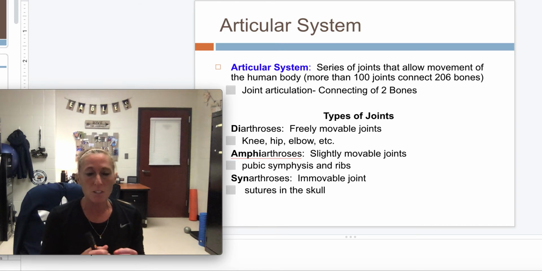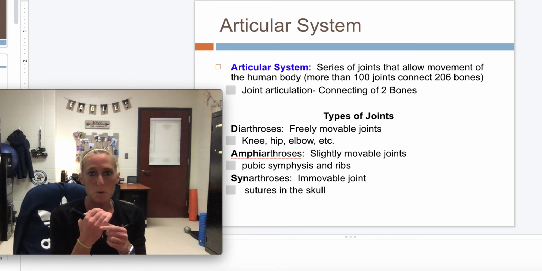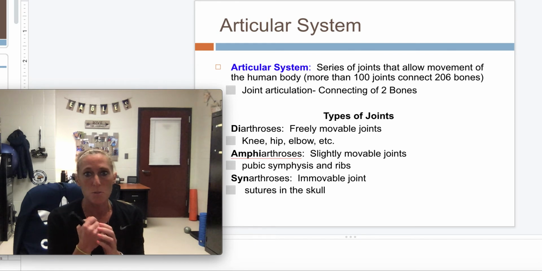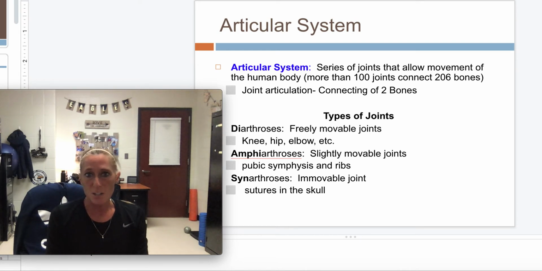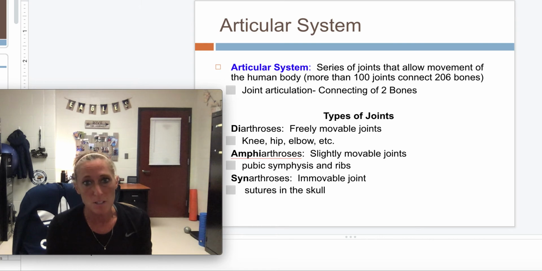You have articular or joint cartilage. It's called articular cartilage because it's on the ends of the bones where one bone articulates on another bone, where two bones are connected. There's three types of joints, kind of broad categories that we'll talk about. The first one is diarthrosis, the second one is amphiarthrosis, and the third is synarthrosis. Diarthrotic joints are freely movable joints. So the hip, the knee, the elbow, that's what we're going to be talking about today.